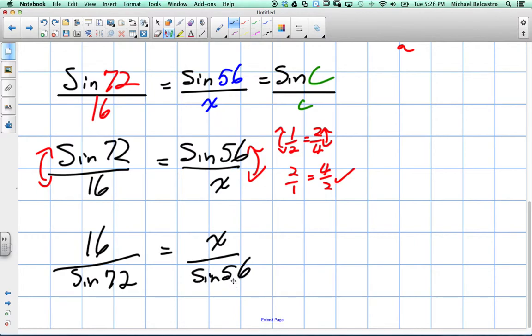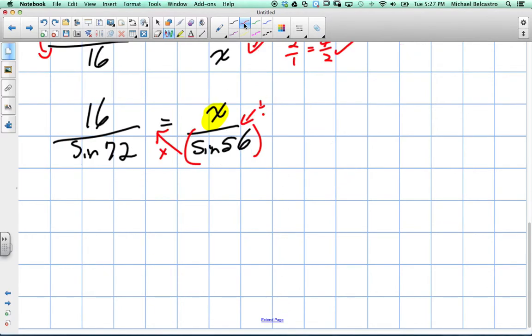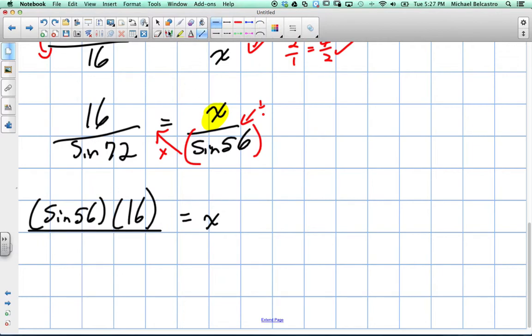Does this step make sense so far? Yeah. Well, the goal is to just isolate for x. So in order to isolate for x, what do I need to move to the other side? Sine 56. Yeah, and because this is division, when it goes to the other side, what will it become? Multiplication. So this is going to read x is equal to sine 56 times 16, all divided by sine 72.